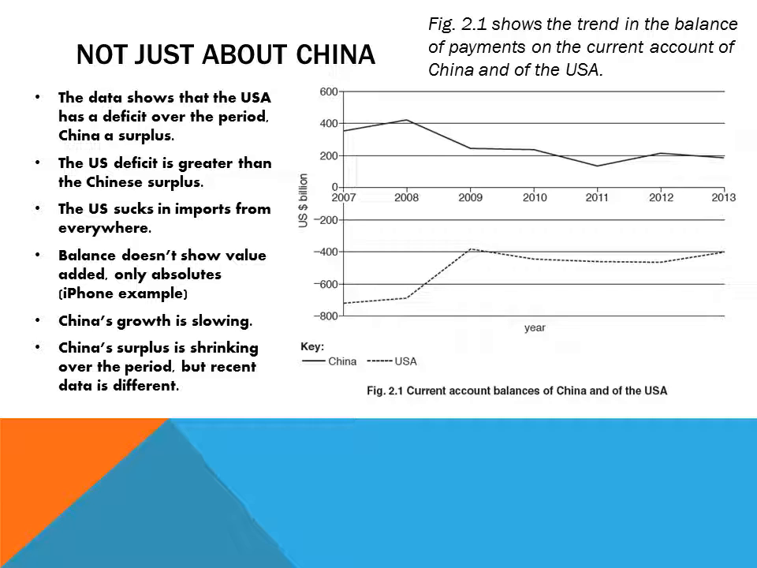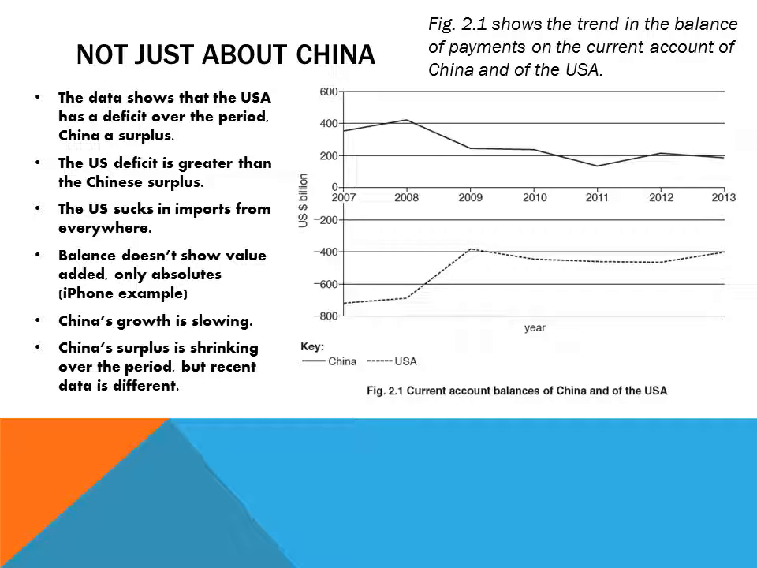One of the things that you should be able to note from the data presented to you in the extract, in the stimulus, which I show on this slide here, is that the US deficit is greater than the Chinese surplus. So it's not just about China. The Americans are spending more on imports than they sell in exports, and they're importing from all over the world to a large degree, not just from China.